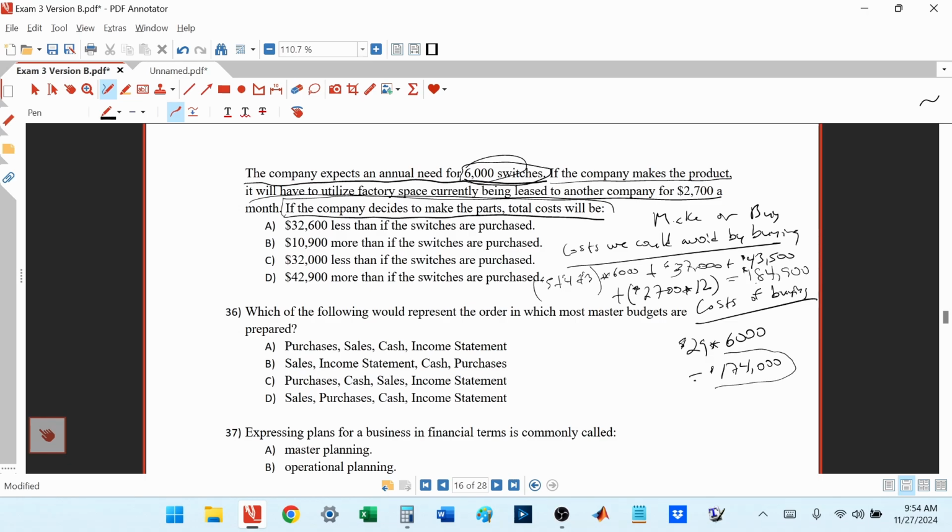And this is the cost of buying. So if we decide to make the parts, it's going to cost us $10,900 more than just continuing to buy them. So we should not make them. We should keep buying them.